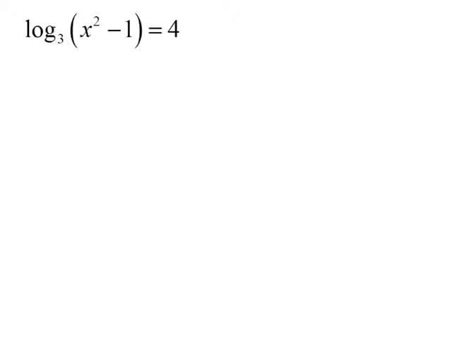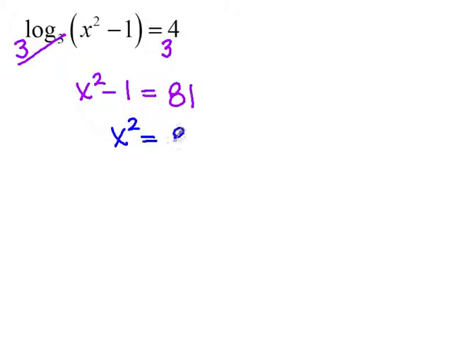What do you think you should do here to solve? You should take 3 to the power of both sides. Yep, very good. On the left side, after those cancel, that leaves you with x squared minus 1. On the right side, I have 3 to the 4th power, which is 81. What do you do now to solve that? Add 1. So I get x squared equals 82.